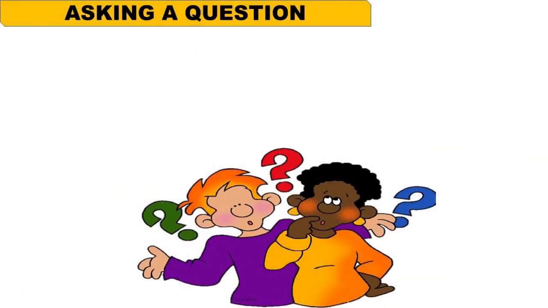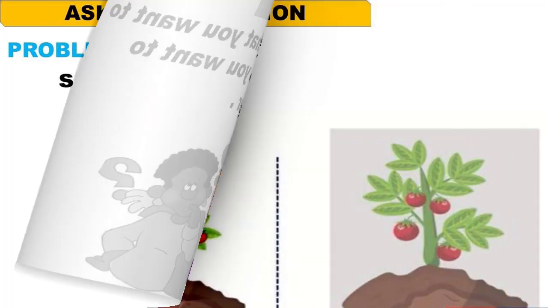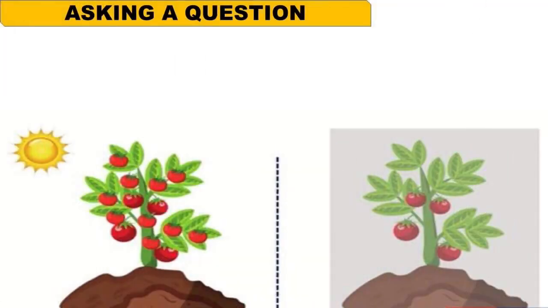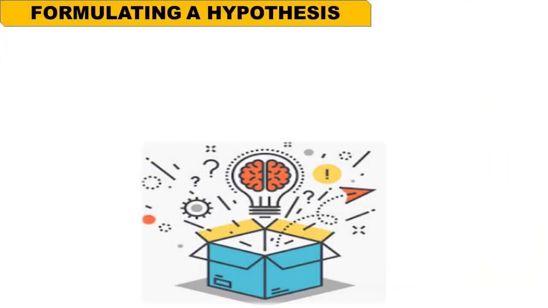After making an observation, the next step is asking a question from your observation. Your question should lead you to the problem. A problem is a question that you want to solve or the things you want to discover. One of the possible questions that you can ask from our observation a while ago is, why does the tomato plant located where there is sunlight have more fruits than the tomato plant located in a place where there is little amount of sunlight?